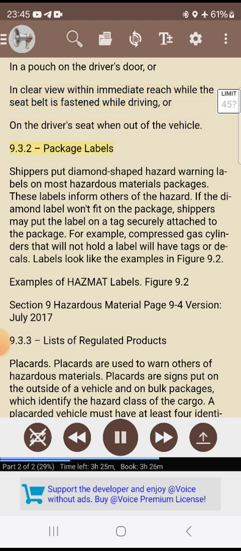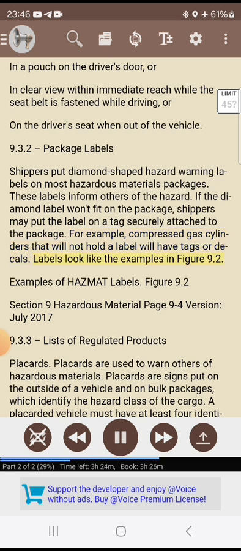9.3.2 Package labels. Shippers put diamond-shaped hazard warning labels on most hazardous materials packages. These labels inform others of the hazard. If the diamond label won't fit on the package, shippers may put the label on a tag securely attached to the package. For example, compressed gas cylinders that will not hold a label will have tags or decals.